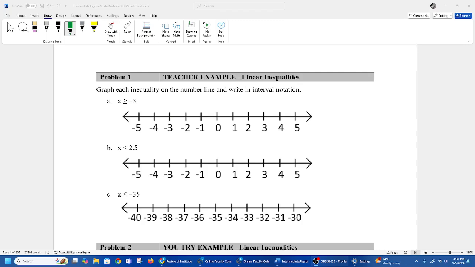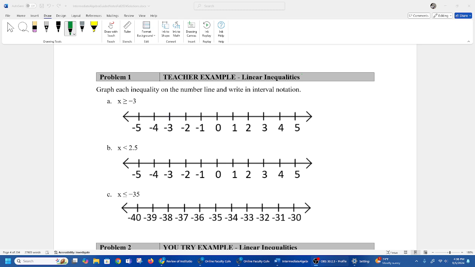In this problem, we are going to discuss how to graph an inequality on a one-dimensional number line. We're going to start by looking at the inequality. What number are we referencing here? We're referencing -3. The next thing we're going to look at is the inequality sign.